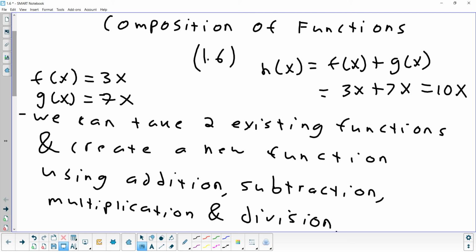Now, the only reason I could actually add these together and get something as a single term is because they were like terms. If f of x was like 3x squared, and I wanted to add them together, you can't combine 3x squared and 7x. You would just have to write the answer as 3x squared plus 7x. So I gave you one to combine where you did have like terms.